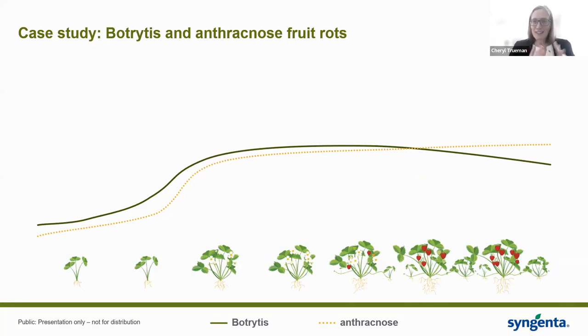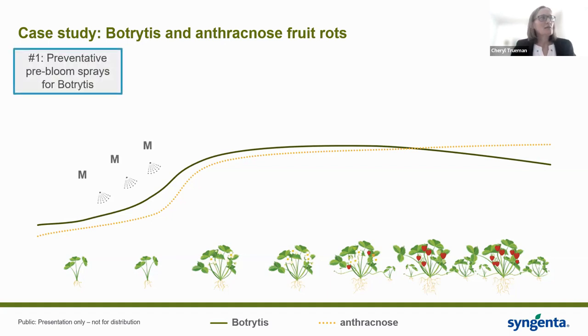So let's look at this example. I've gone back to the strawberry growth stages over time here. And then we have that relative risk of botrytis and anthracnose, which is hard to draw, right? Because we've talked already today about how the weather has such an impact on disease risk. And it's back to that disease triangle, right? But for purposes today, we'll take this as the relative risk.